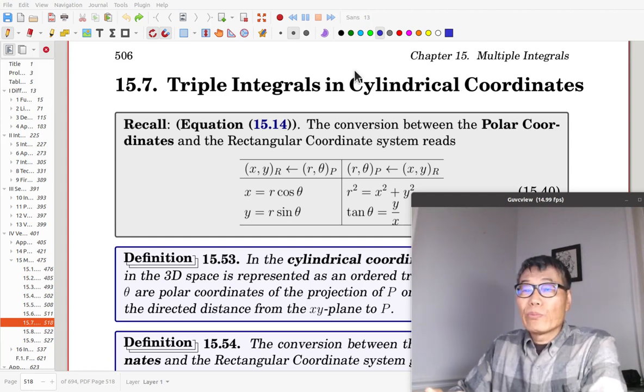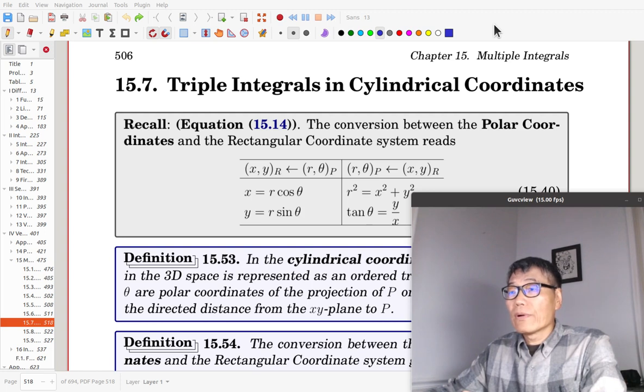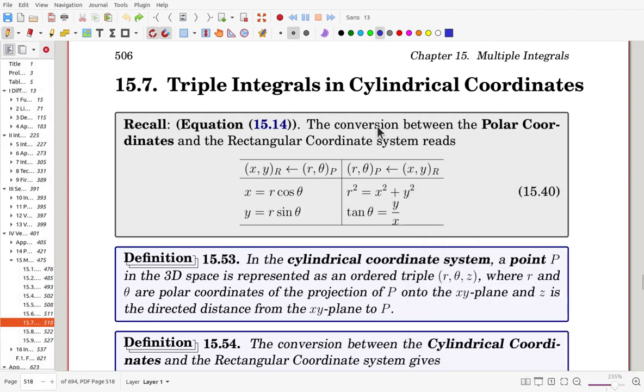Section 15.7, triple integrals in cylindrical coordinates. Earlier in section 15.3, you learned double integrals in polar coordinates. Here we have a recall of the conversion between polar coordinates and rectangular coordinates. Here we have the formulas: x is r cosine theta, y is r sine theta.